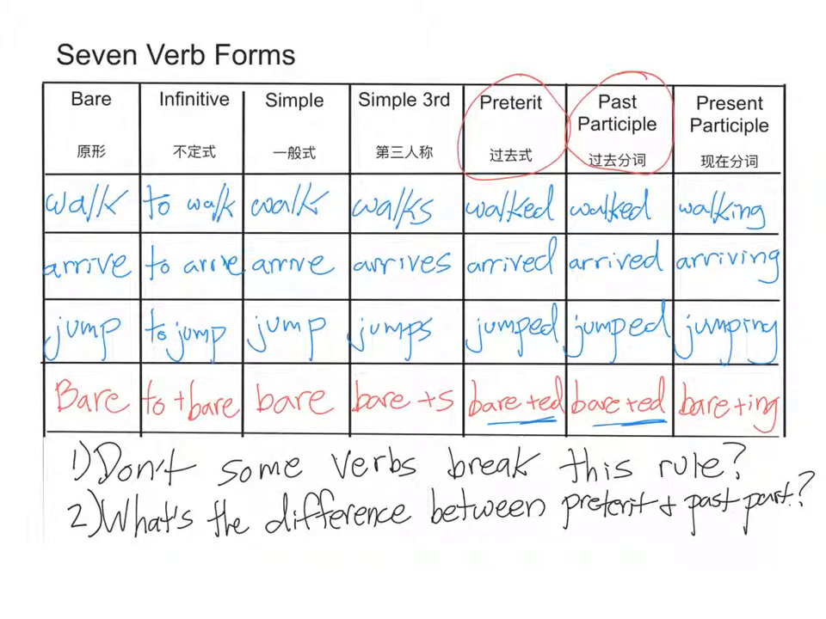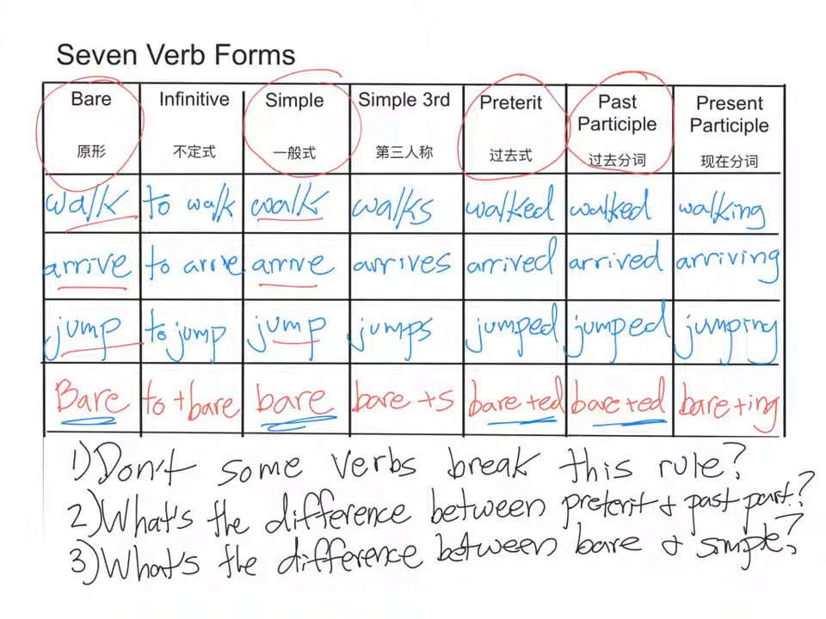And, of course, if you study the chart, you can ask the same question about the bare form and the simple form. Walk, walk, arrive, arrive, jump, jump. The simple form is exactly the same as the bare form. So, in a similar vein, what's the difference between the bare form and the simple form? Why aren't they just one form? Why do we even have a simple form? Why not just put it together with the bare form?